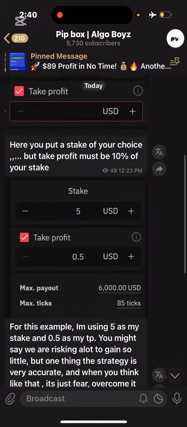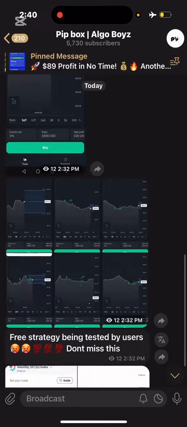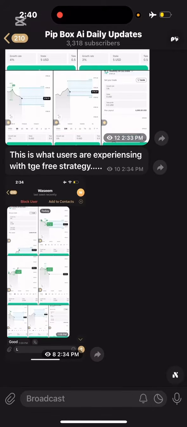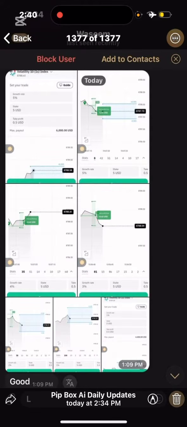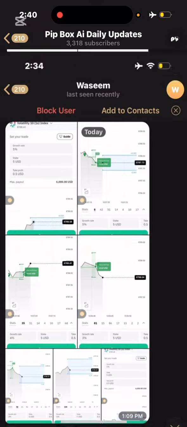Let me scroll to the bottom and show you guys the results that people are getting using this. Now here are the results that people are getting using this strategy that I gave out. Some of these results are on demo, so you have to be open-minded that people need to test this strategy before they can use it on their live account. Now if I scroll, you can see this person tested it and he said it was good.